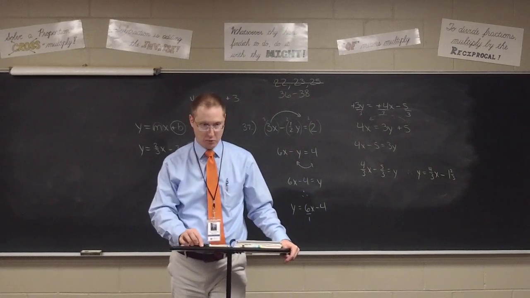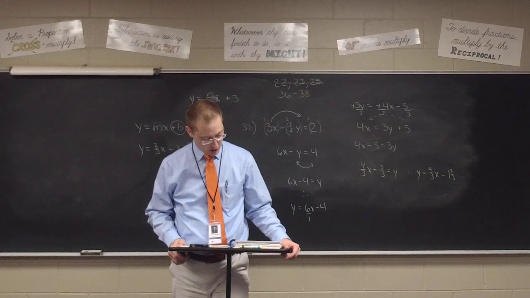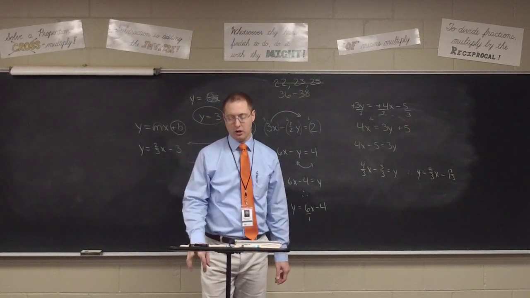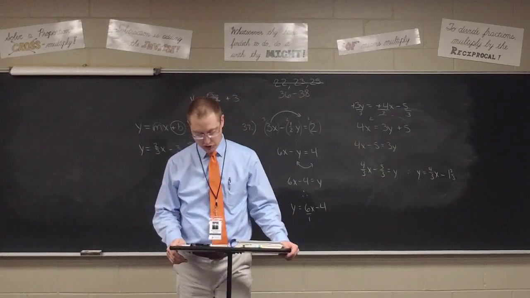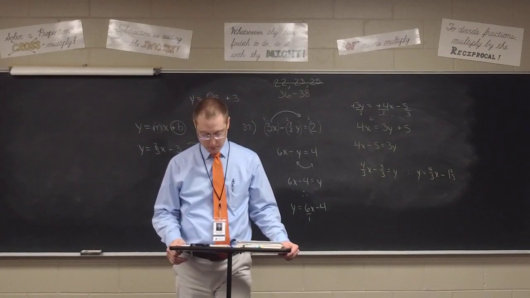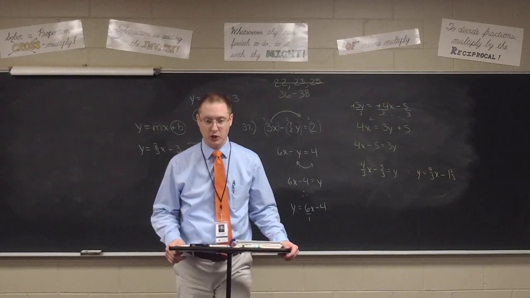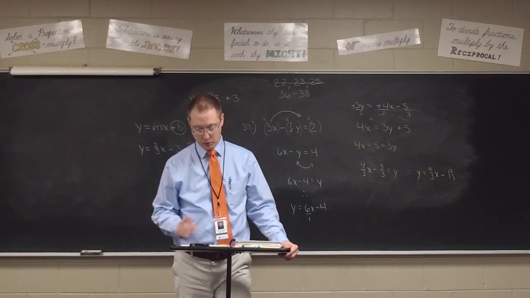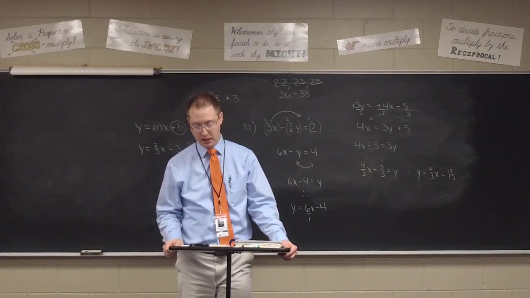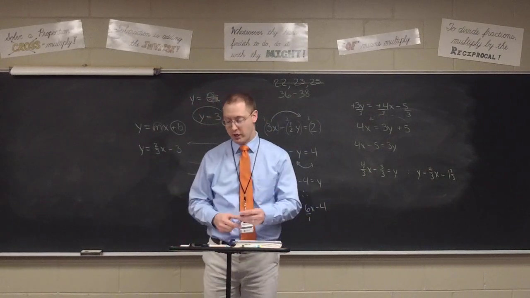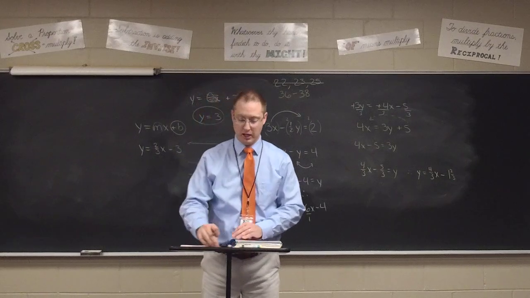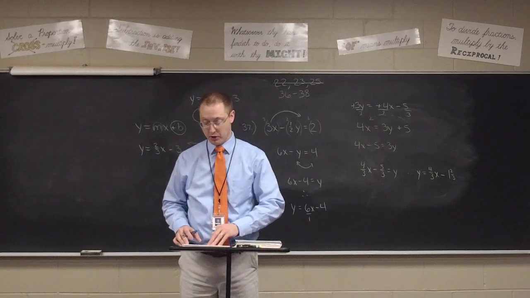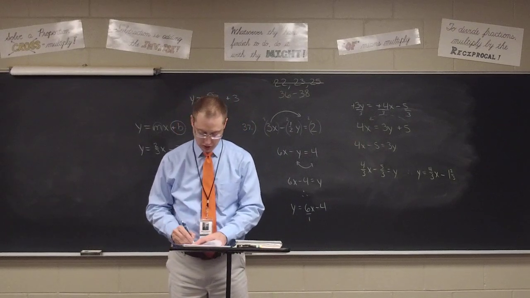For homework this evening, page 109. You're going to set up two Cartesian planes. You're going to do numbers 28 through 33, three on each Cartesian plane. So 28, 29, 30 will go on one Cartesian plane. 31, 32, 33 will go on the other Cartesian plane.